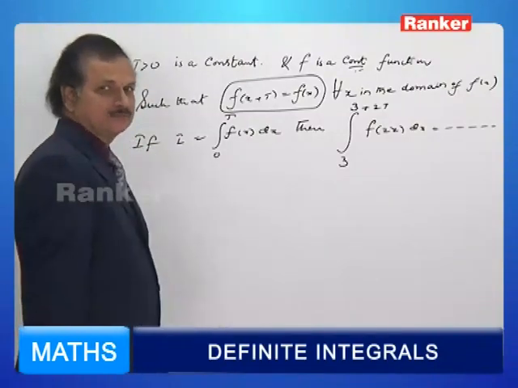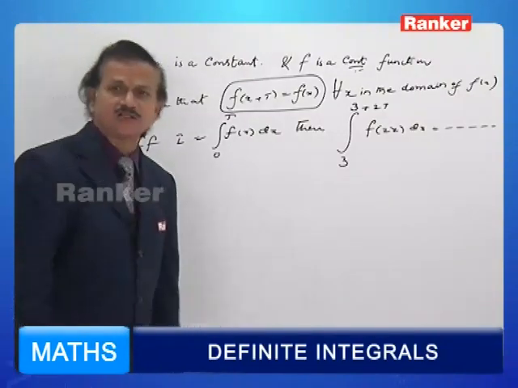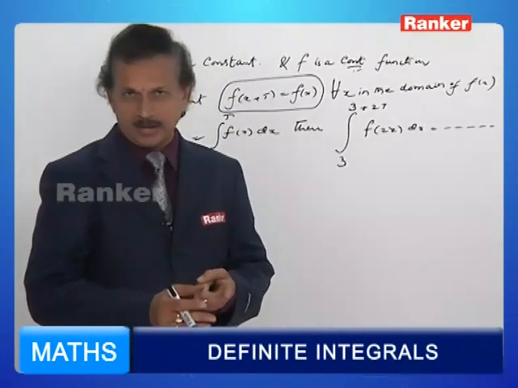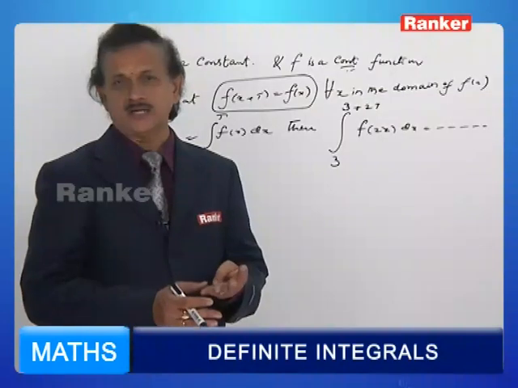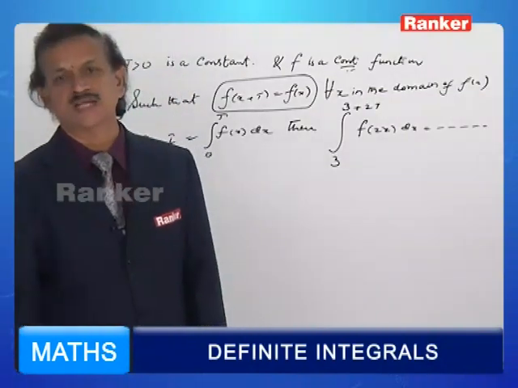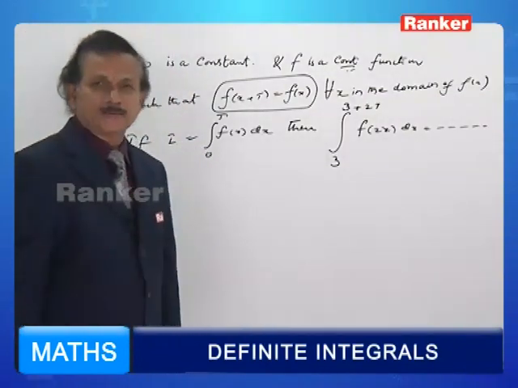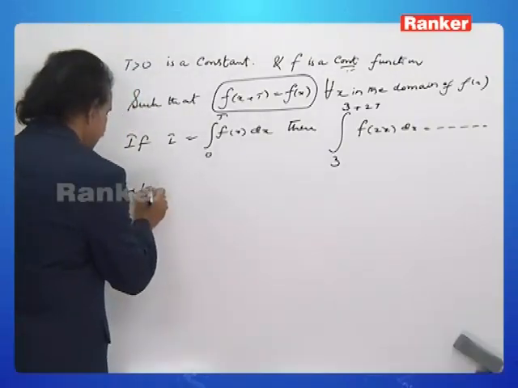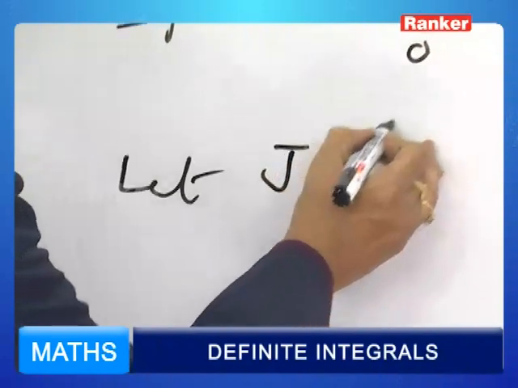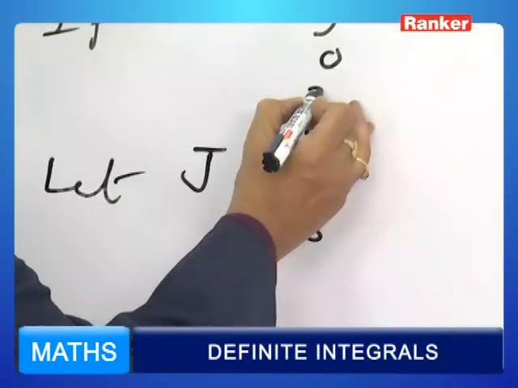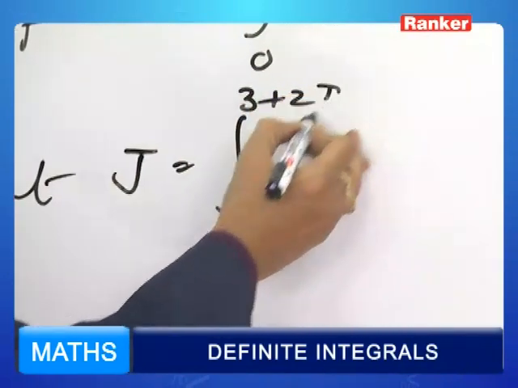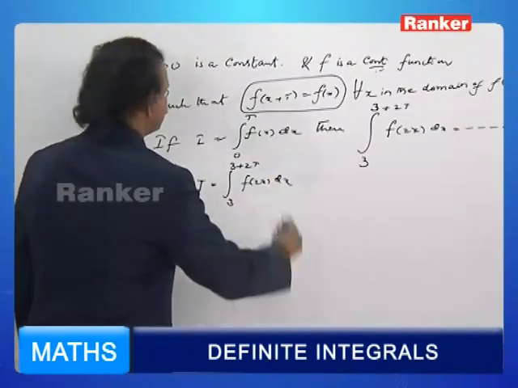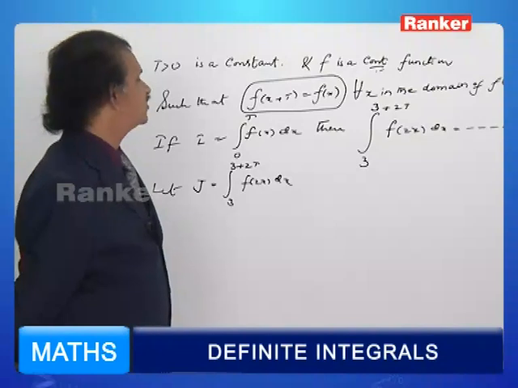He is asking, and options are also given. The options are 2i, 4i, 6i, 3i, none. Okay, let me suppose J is equal to the integral from 3 to 3 plus 2t of f of 2x dx. That is the required integral.